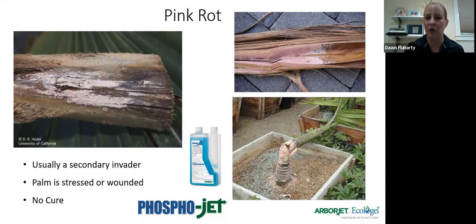If you're seeing it more in your fronds, where it's something you can mitigate, by all means, you can do an injection of Phosphojet. That'll help slow the process and heal the palm.